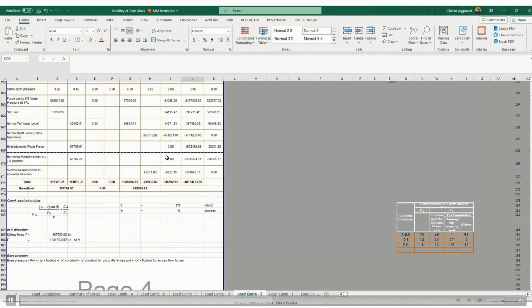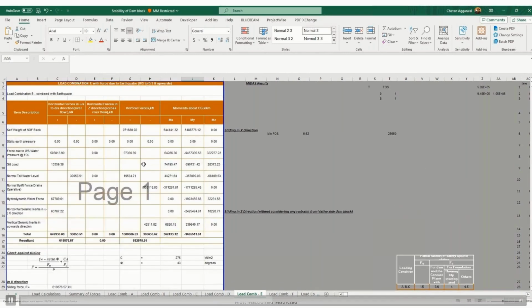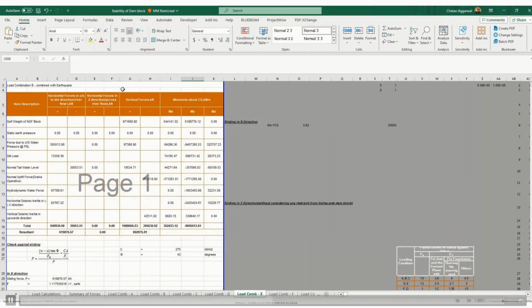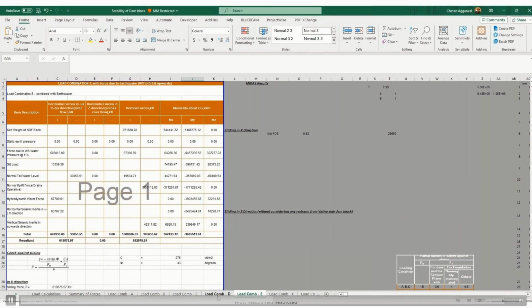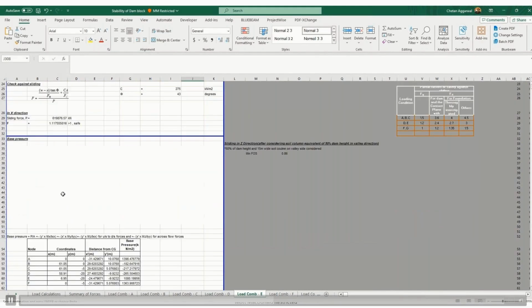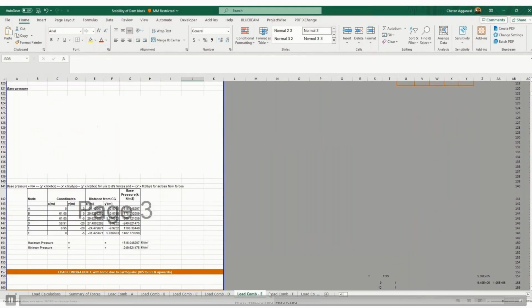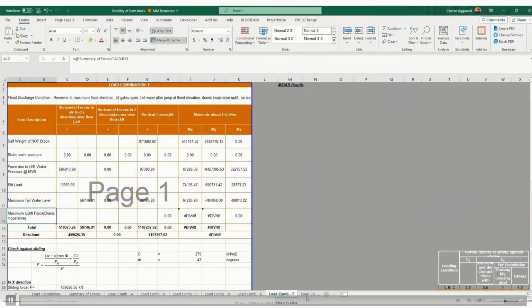E condition is the B condition, normal operating condition plus earthquake. Similar to the earthquake forces I had considered for D condition. Okay, so for this the factors of safety are okay. F and G condition I have not considered. I have summarized these results.